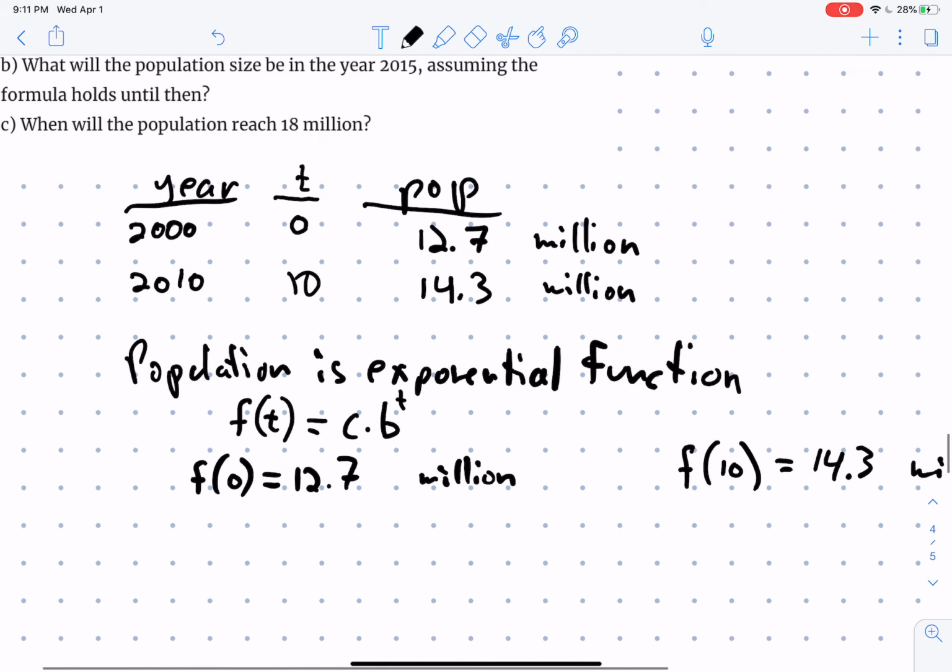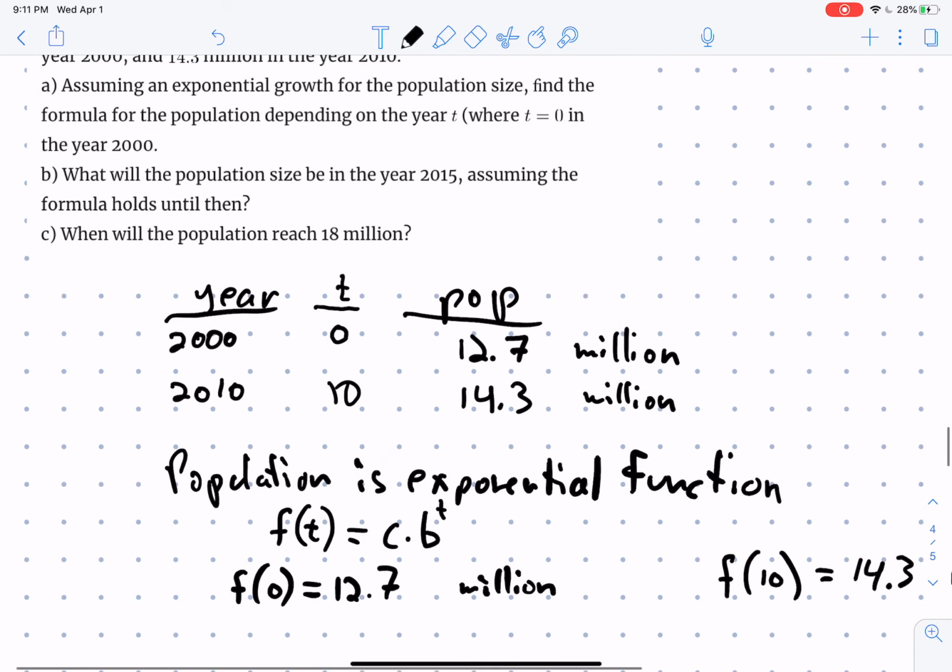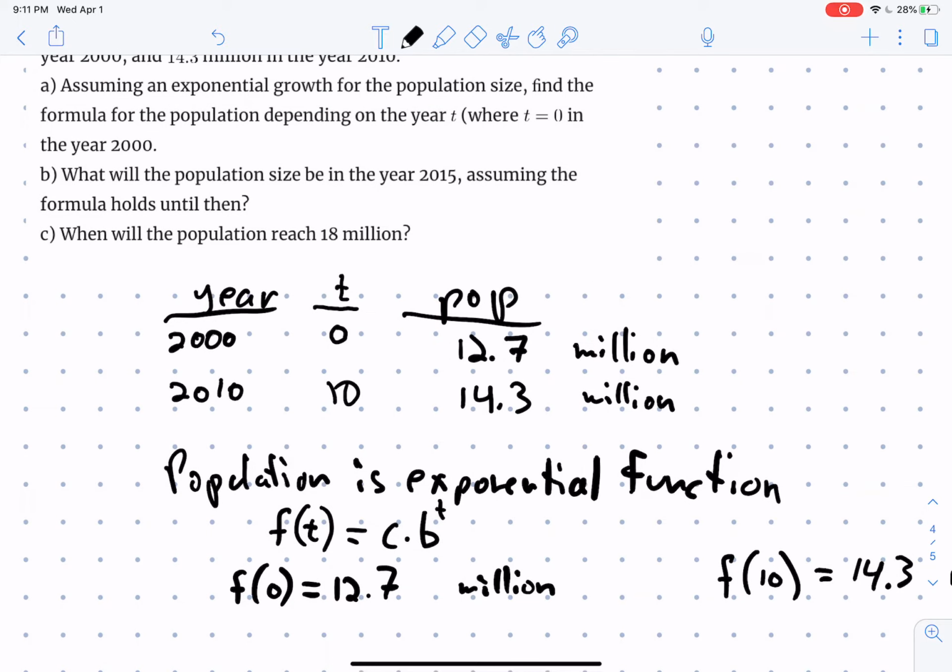And what are we asked to figure out here? Well, we're asked to find a formula for the population. That basically just means fill in the numbers C and B in this formula. That's going to be our formula. And then we're asked to use this model to predict what the population size is going to be in the year 2015, assuming the formula holds. And how long will it take for the population to reach 18 million?